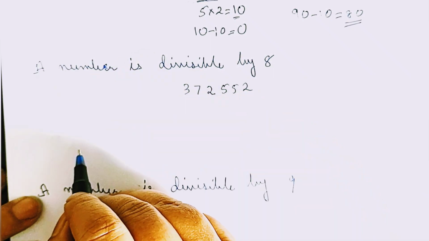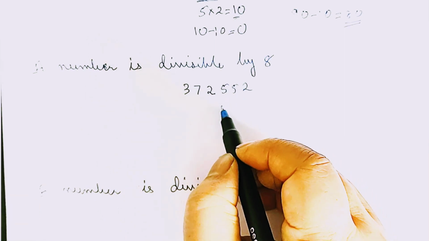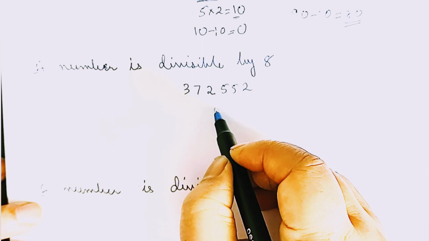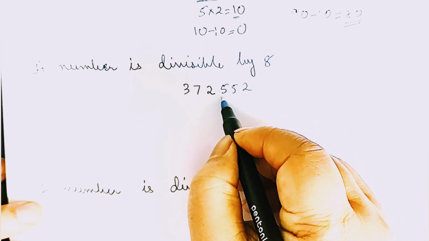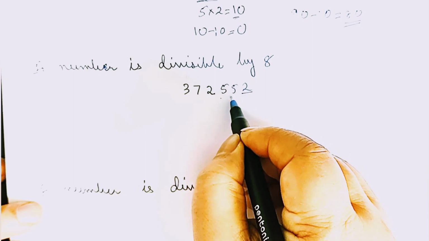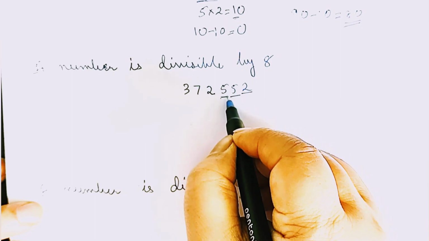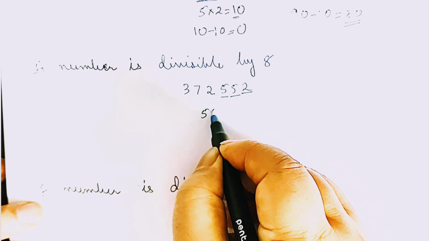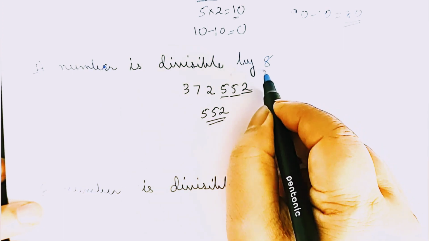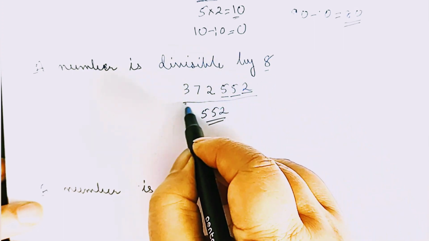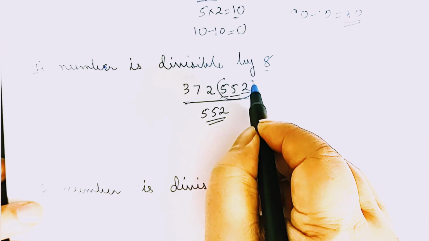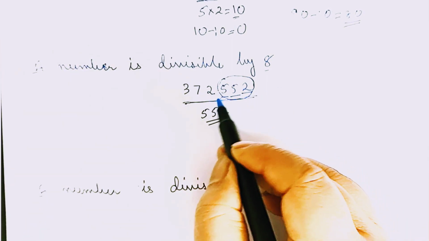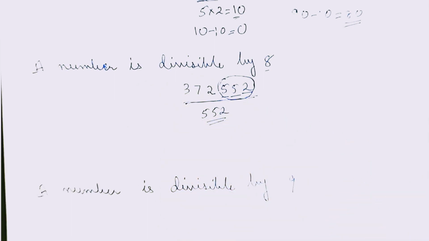If you have this number, the number formed by its digits in the hundreds, tens and ones place is divisible by 8. This is the units place, tens place and hundreds place. If you just divide it, you will know that this number is divisible by 8. You have to take these three digits into account, and if you can divide this three-digit number by 8, that means the whole number is divisible by 8.